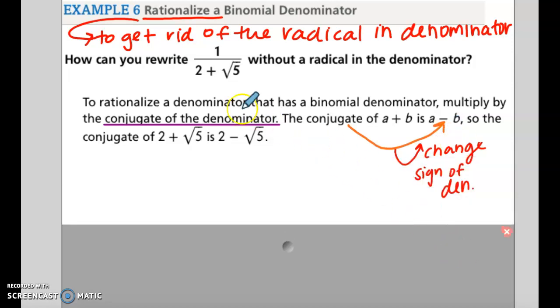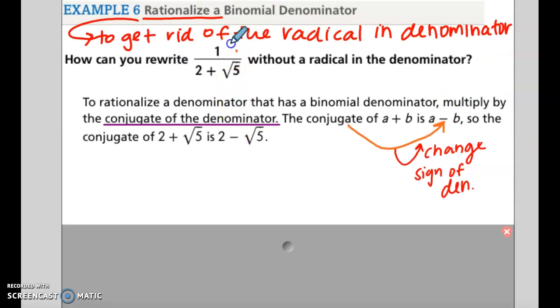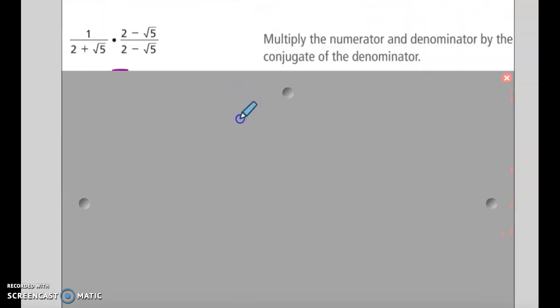Okay, so in this case, it's 2 plus square root 5. The conjugate of 2 plus square root 5 is 2 minus square root 5. Notice the positive 2 doesn't become a negative 2. It's just the sign between the 2 terms in the binomial. If this, for example, was a final answer, I can't leave it like that because of that square root in the denominator. So before I say this is the final answer, I need to rationalize it, by multiplying the numerator and the denominator by the conjugate of the denominator. Change the sign. So I multiply the numerator and the denominator by 2 minus square root 5.